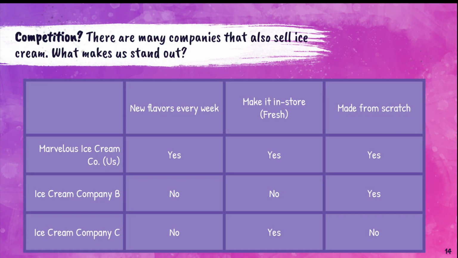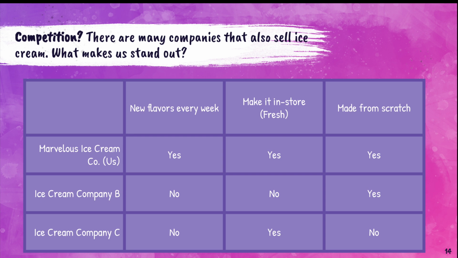Now, competition can be tough to deal with. There are so many companies that sell ice cream, but what makes us stand out from the rest? Let's make a competitive analysis chart. We can put our company along with other similar companies on the left, while we put some of our unique factors on the top. Then, we can analyze and show what makes us unique.